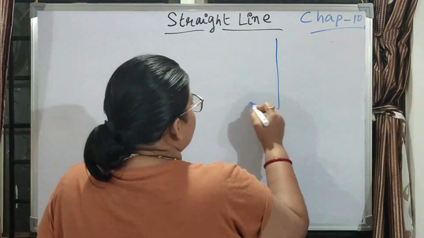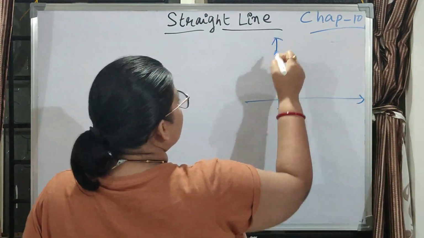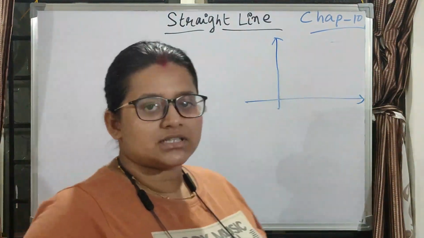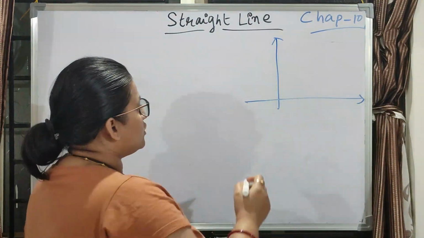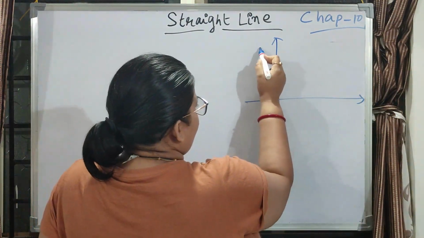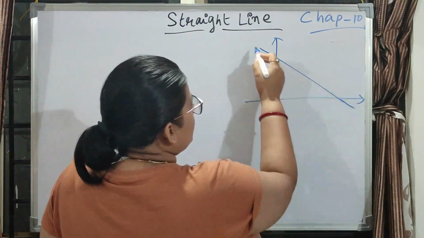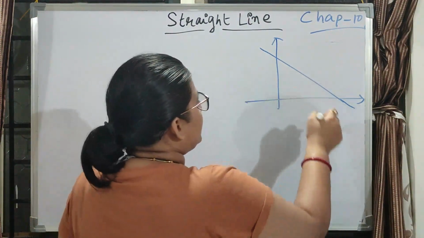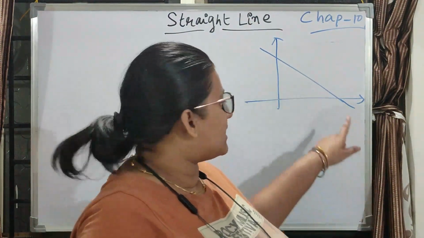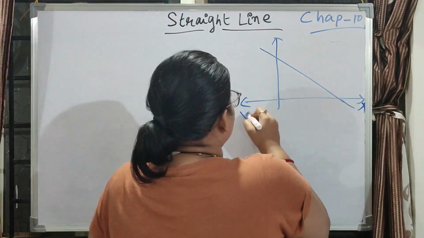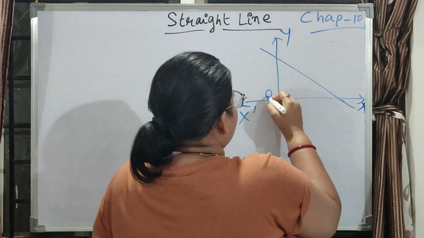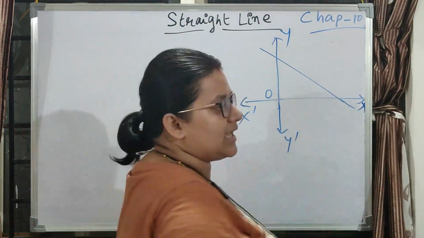So here I am drawing the coordinate systems. We have learned the coordinate systems, how we can plot points and all. You can check my previous videos on coordinate geometry. So here this is the straight line, any line. It's making angle with positive x-axis. This is the positive x-axis. This is negative x-axis, positive y and negative y-axis.